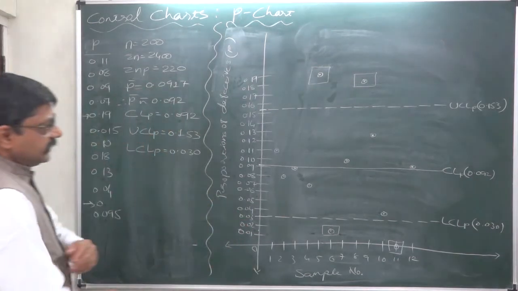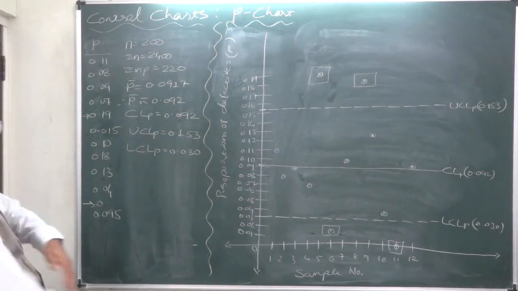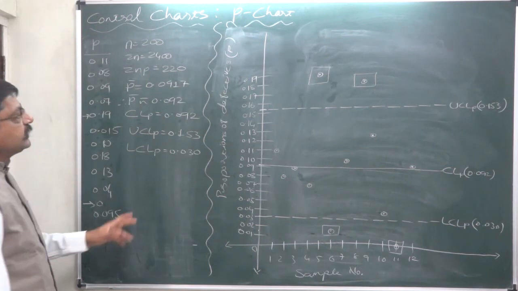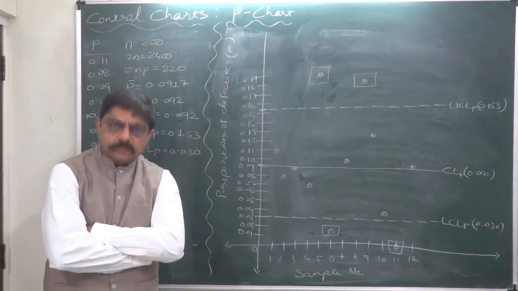Okay, so this is a very simple case of P chart. In this case, the meaning of P is proportion of defectives.